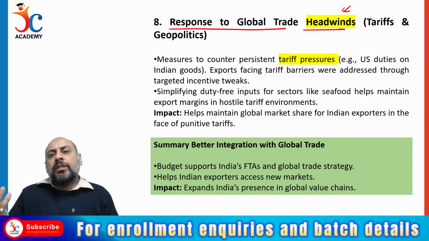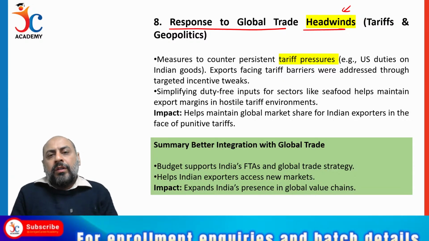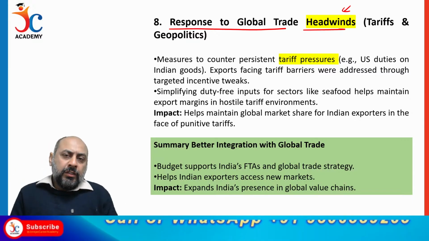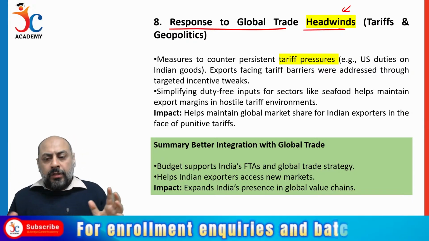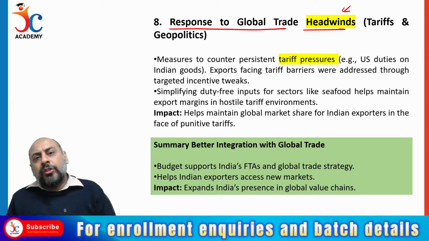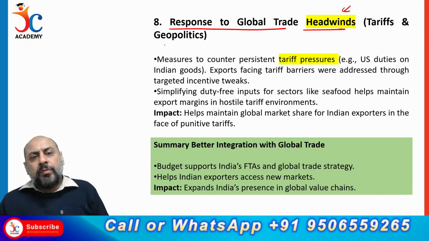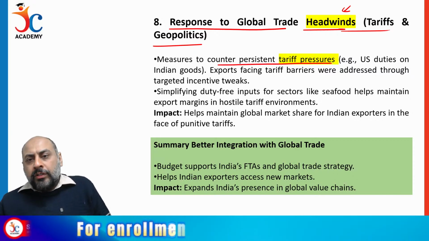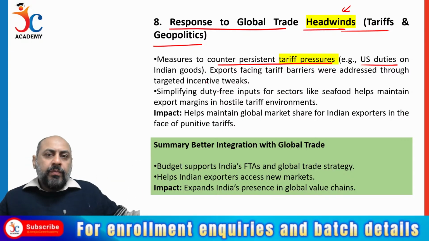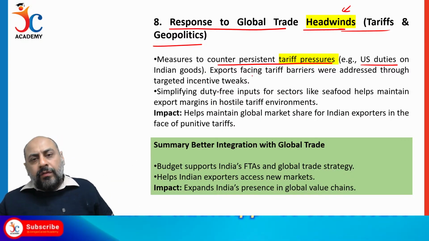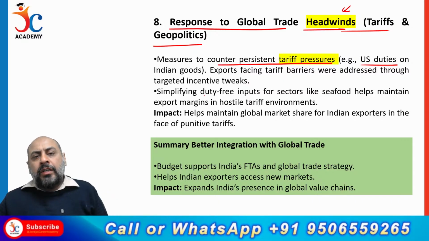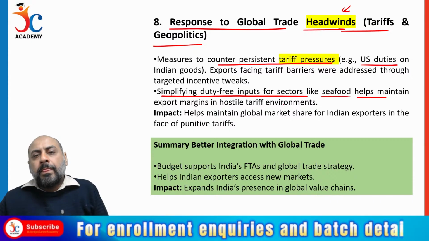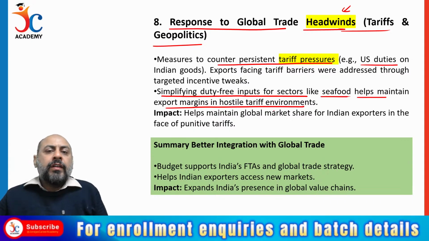So, US increasing tariffs is a headwind, right? What they are saying is that we are preparing this budget keeping in mind that we are facing tough challenges in the global economy, in the way we do trade these days, and to respond to such headwinds we have come up with this particular approach. The measure was to counter persistent tariff pressures, because before today US had higher tariffs for India, and we were facing challenges there. The idea was to simplify duty free imports of sectors like seafoods and maintain export margins in hostile tariff environments.